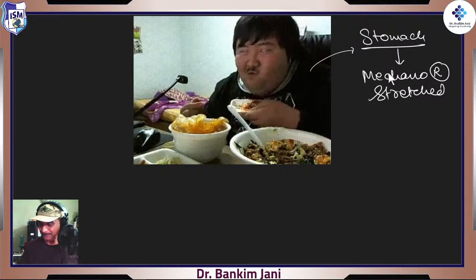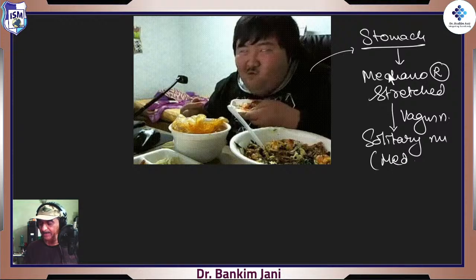Okay. So mechanoreceptors, when they are stretched, it is the same vagus nerve. That vagus nerve will go to whom? It will go to that solitary nucleus, right? Solitary nucleus is where? It is in the medulla, right? Then from this medulla, it will go where? It will go to that big boss, arcuate nucleus.